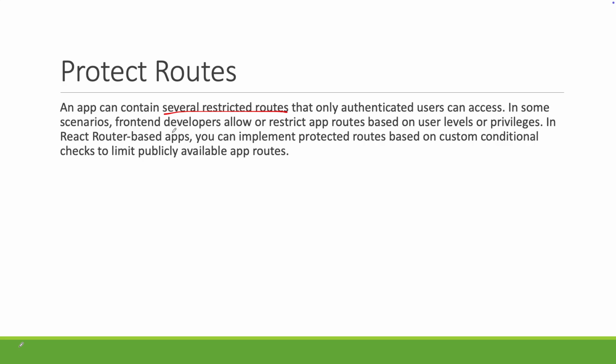So this is restricted routes, okay? So in a React route-based application, we can implement protected routes based on custom conditional checks to limit publicly available app routes. First thing we're going to do is we are going to have two pages, okay?